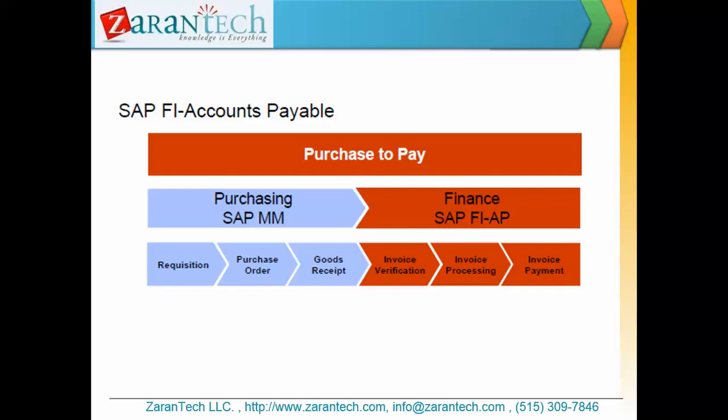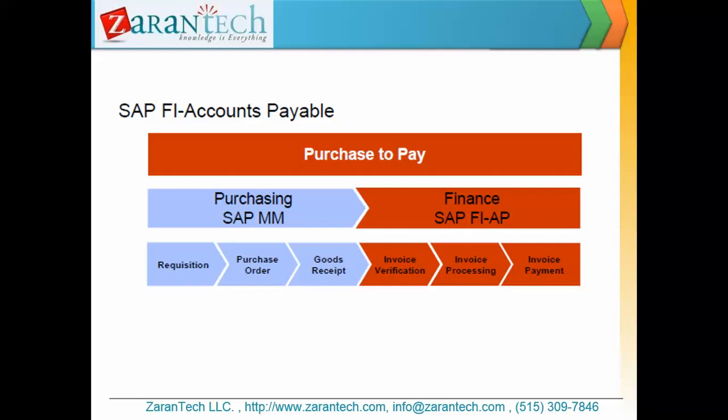Once we receive the invoice from the vendor, then the finance department begins. As soon as you have an invoice entered into SAP, it updates finance. It creates the finance document, whereas in purchasing the goods receipt creates the material document. But at this stage, you cannot see any finance document. You can see a finance document only from the invoice.